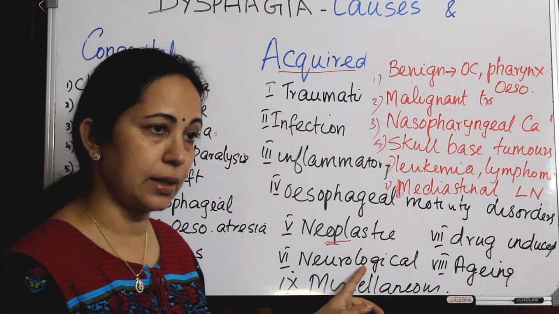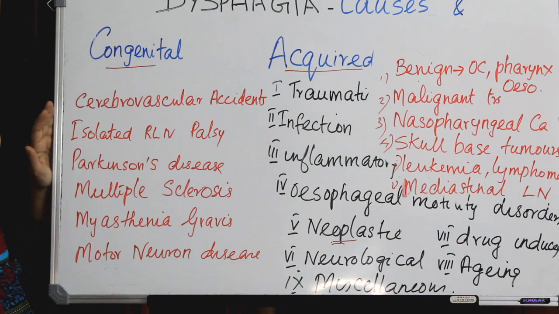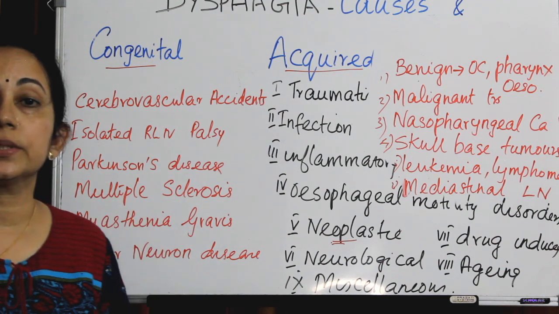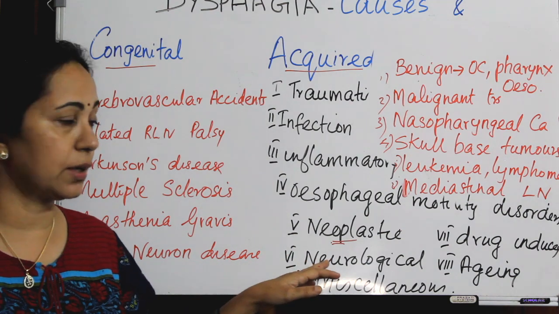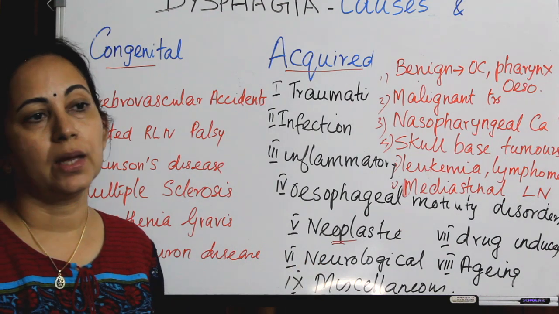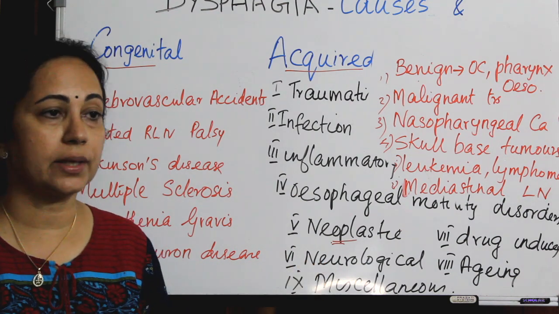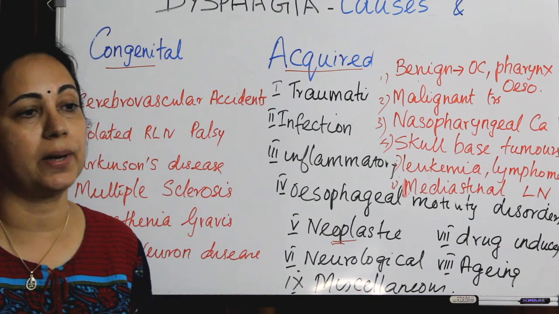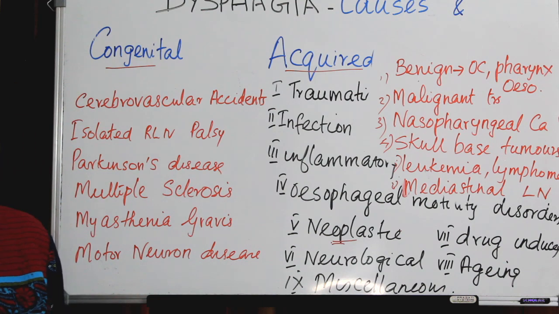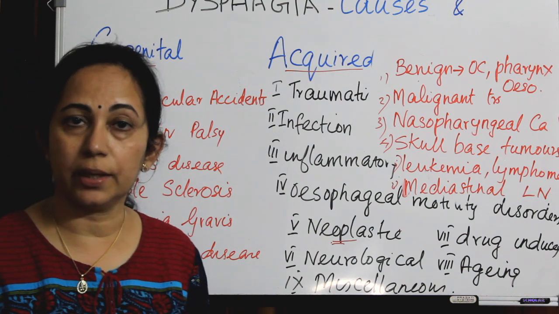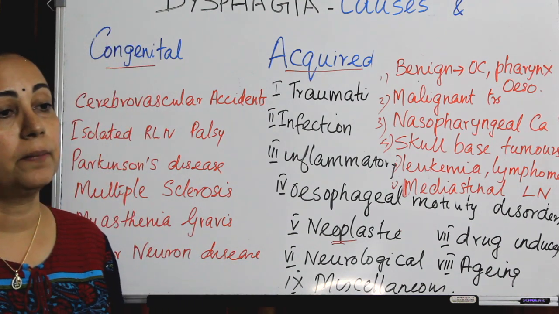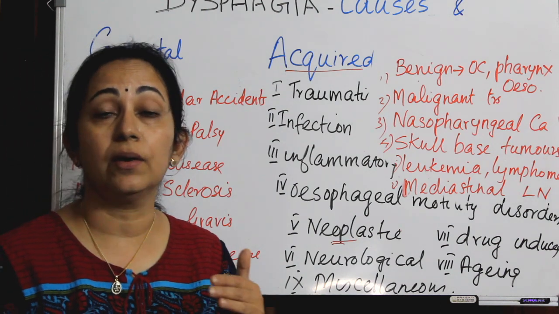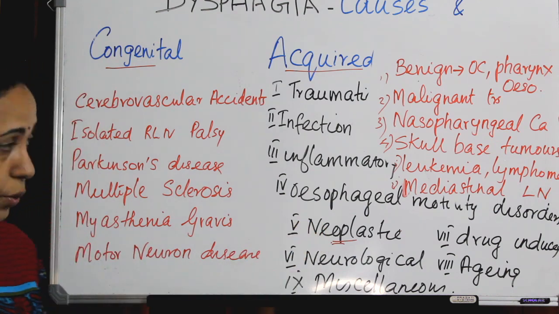Then in neurological causes, cerebrovascular accidents or stroke is probably one of the commonest neurological causes for dysphagia. It can be at the cortical level or at the corticobulbar level causing a pseudobulbar palsy, or at the level of the bulbar nerve nuclei causing a bulbar palsy. But in the majority of cases, the recovery from dysphagia happens within the first week of the stroke.